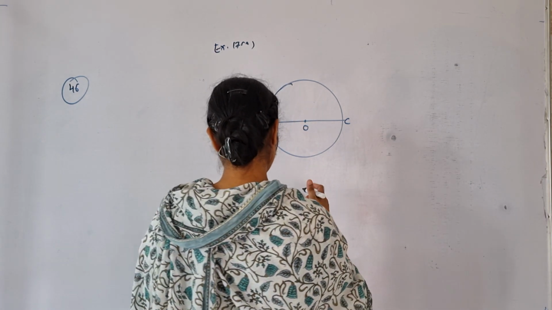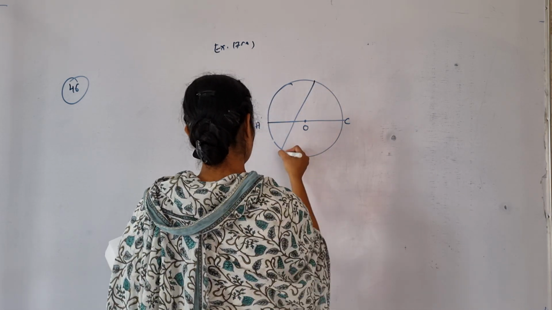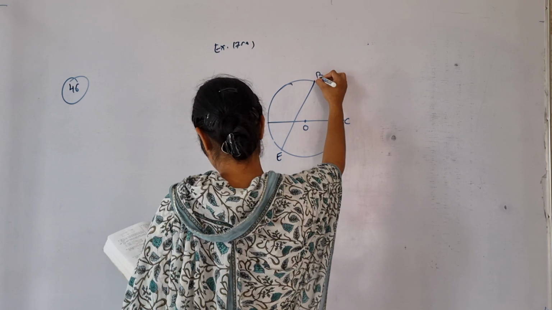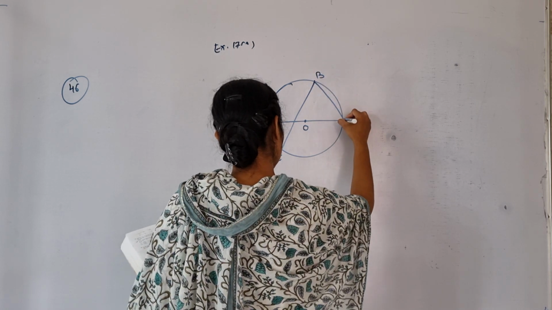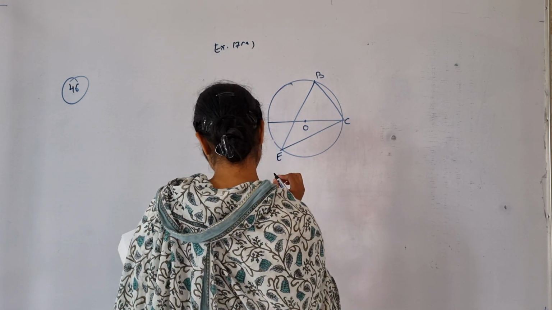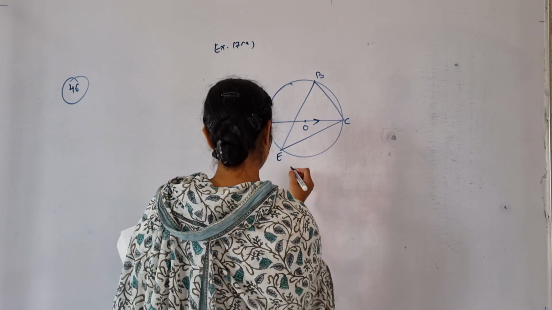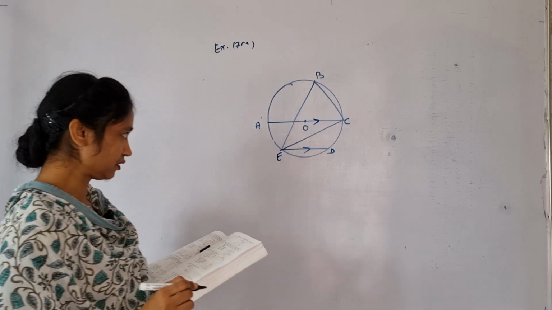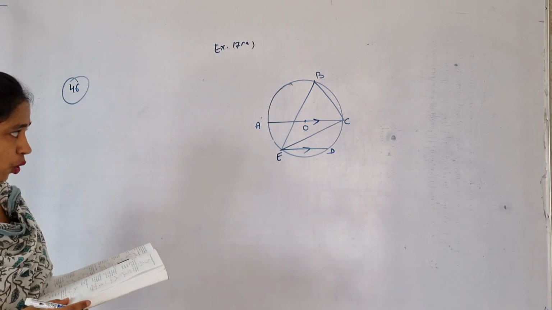And the rest of the figure here is somewhere E, B, C. They joined D, and one line parallel to this ED. This is the complete figure they have given.